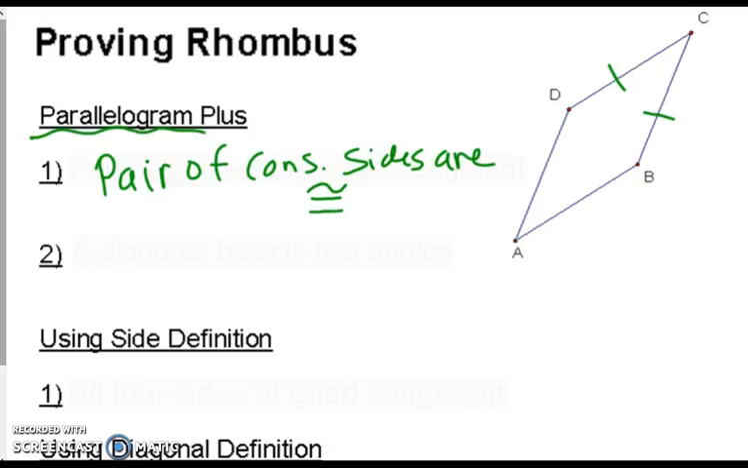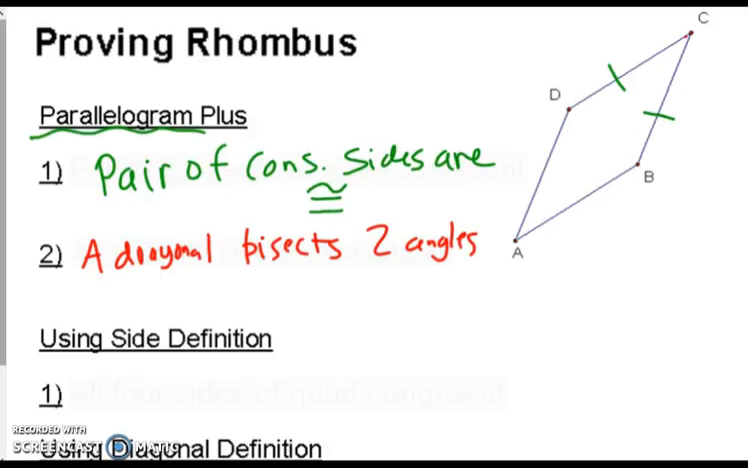The other way is to show that you have a parallelogram and one of the diagonals bisects two angles. Meaning if you showed that that diagonal bisected angle C and bisected angle A.